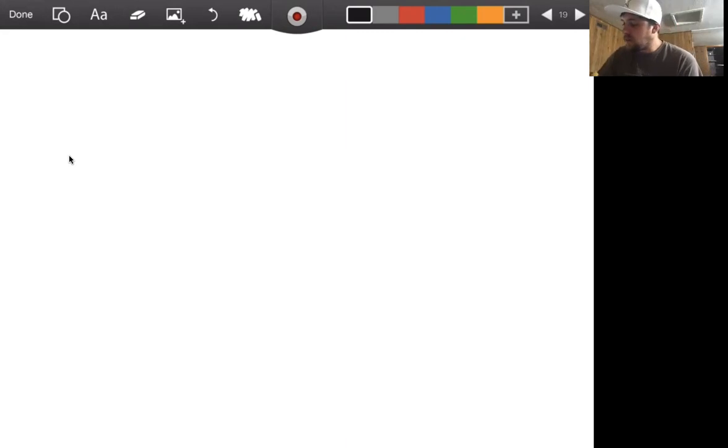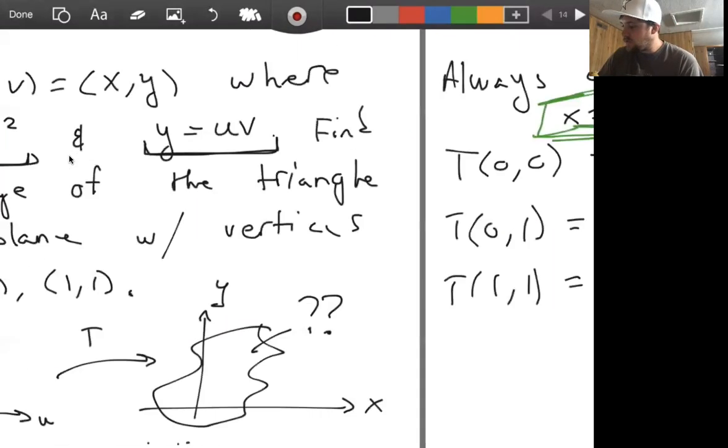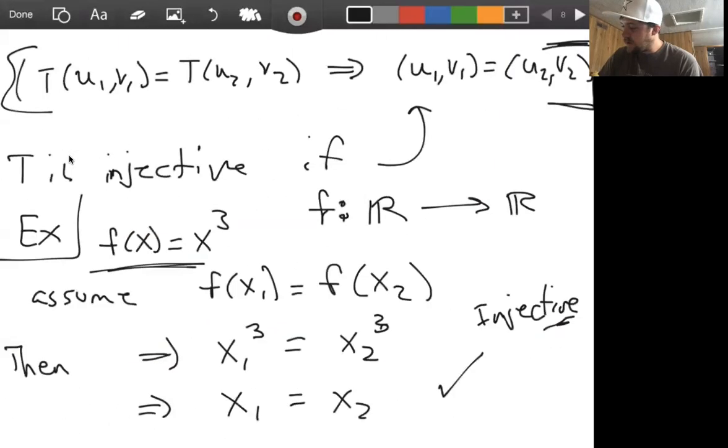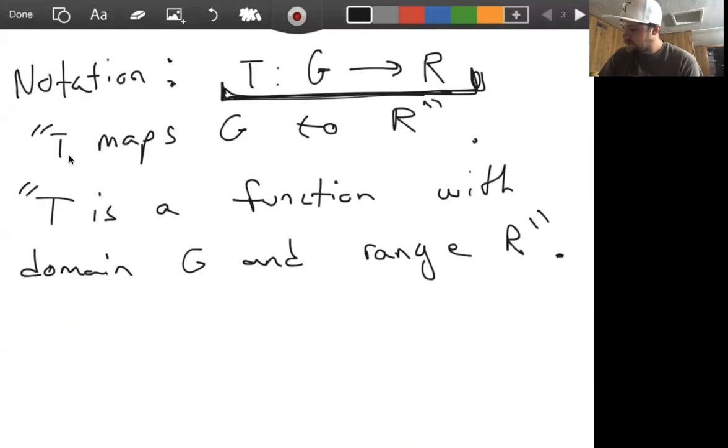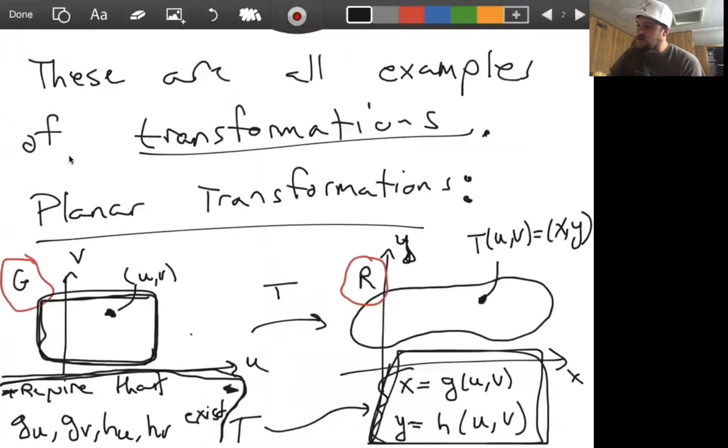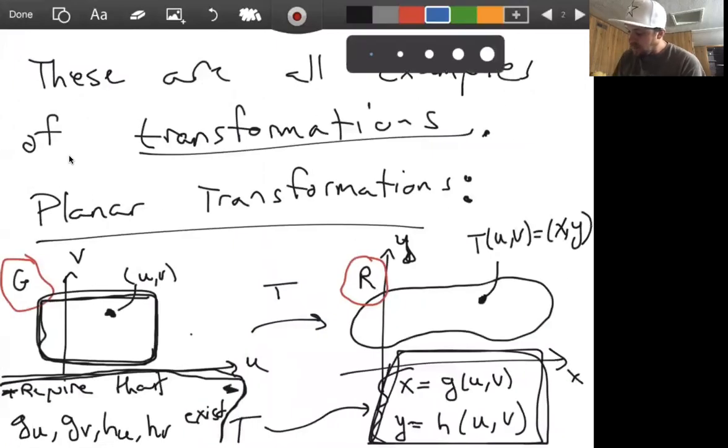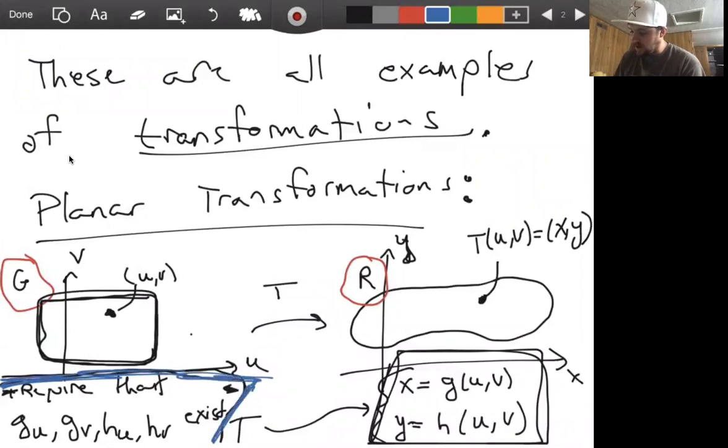First, if you remember in the previous video, I snuck in a requirement. I think it was at the very beginning of the lecture. Yes, I snuck in this requirement here that all first order partial derivatives exist. You can see here I required that for a transformation x equals g of uv and y equals h of uv, g sub u, g sub v, h sub u, and h sub v all exist.